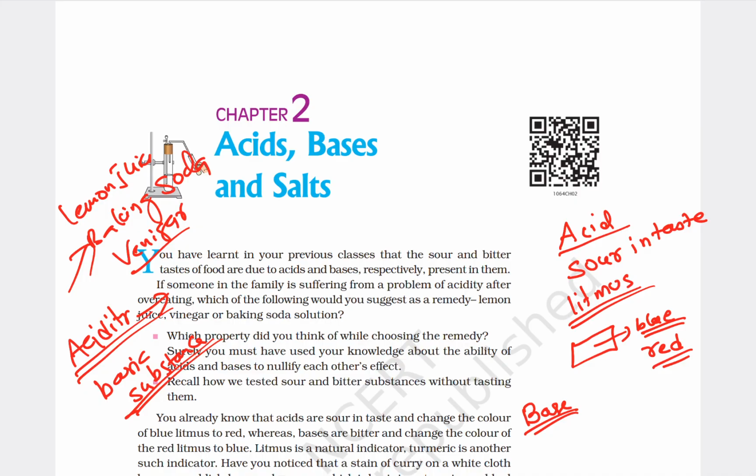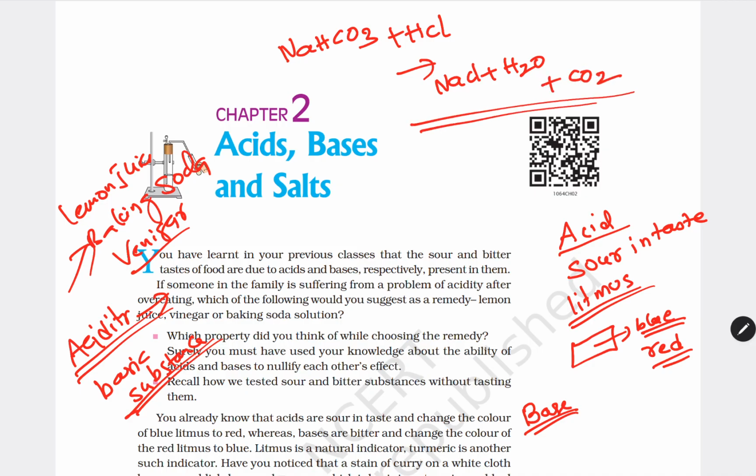What is the reaction? That you should also know. Sodium bicarbonate, NaHCO3, reacts with the excess HCl present in the stomach. It reacts and releases NaCl, that is sodium chloride, and water is formed, and CO2. This is the reaction that takes place in our stomach. So baking soda, sodium bicarbonate, reacts with the acid, that is HCl, to produce salt.